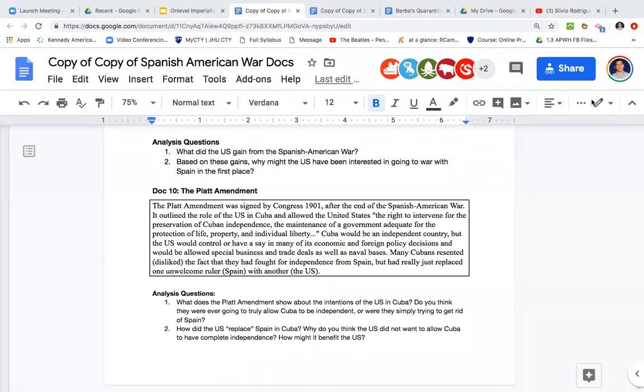So I want you to go ahead, just type in what this Platt Amendment does. What is it doing? And I guess more importantly, what does this tell us as the reason for why the United States wanted to take over and defeat the Spaniards? So go for it. Summarize for me this Platt Amendment. That's what I want you to do.